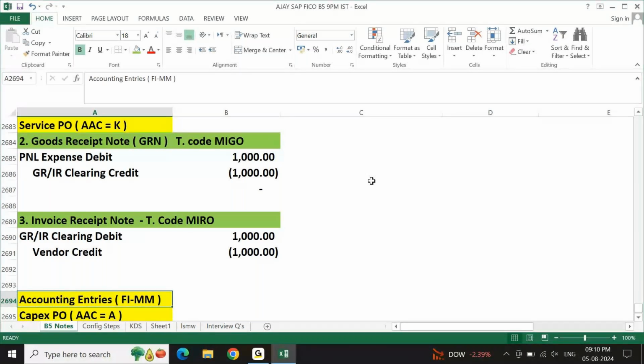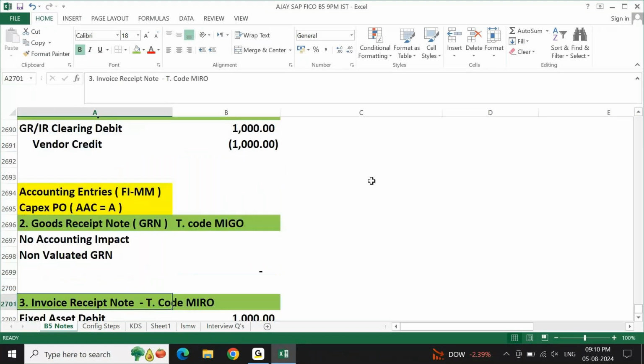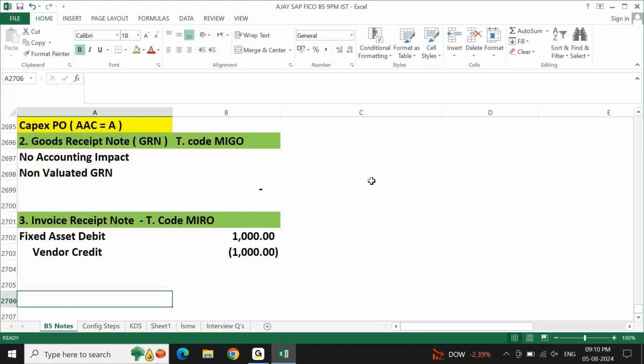Whenever somebody is asking about FI-MM integration, you have to strictly talk about these 3 points: asset purchase order, service purchase order, material purchase order. Whatever the accounting entry that you tell, tell the accounting entry only by putting this heading: capex purchase order. Mention no accounting entry at the time of GRN because asset is a non-valuated receipt.